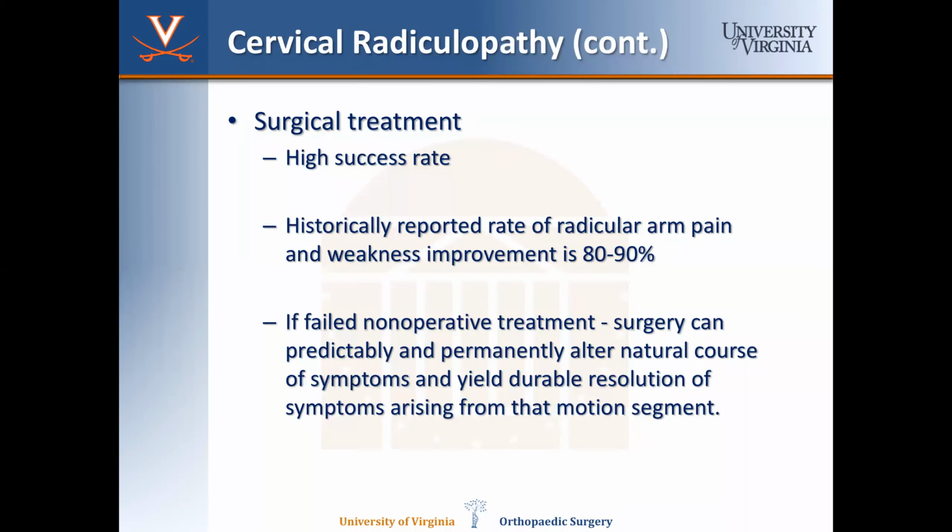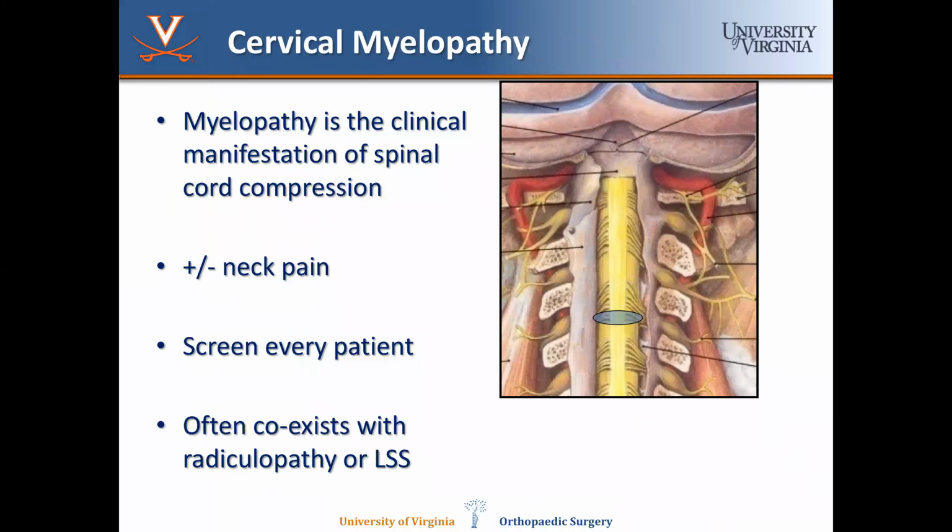Surgical treatment in general, people do pretty well with these. Reported radicular relief of arm pain is 80 to 90%. So usually start with non-operative treatment if there's no red flags, no profound weakness or myelopathy, and you can do surgery if they fail. All right, final segment, we'll try to finish up.